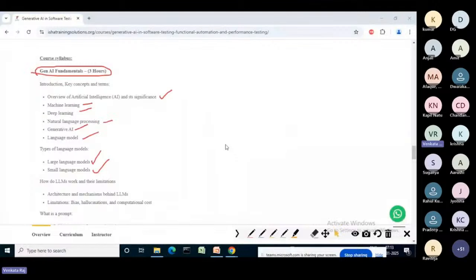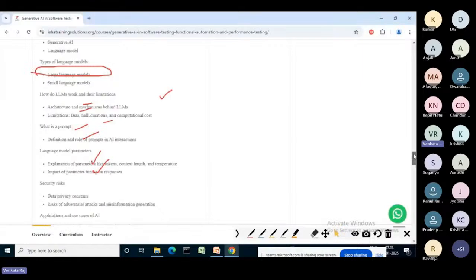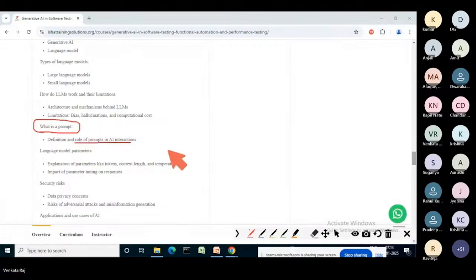So we are going to see how the LLMs work. What is the architecture for the LLMs? What is the mechanism behind the LLMs? How do they work? As well as the limitations of the LLMs. So we are going to understand the limitations. Next, guys, what is a prompt? This is very, very important. How does AI respond to us, right? How does it understand us? We provide some inputs to AI that is known as a prompt, guys. So we'll understand the definition and the role of prompts in AI interactions. Then the parameters for the language model.